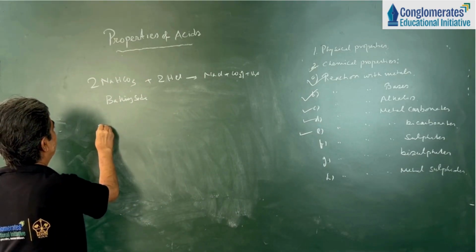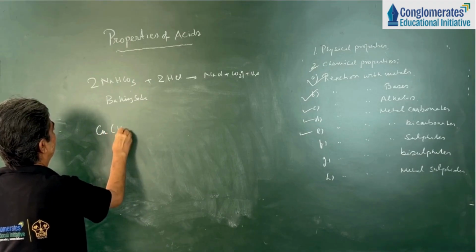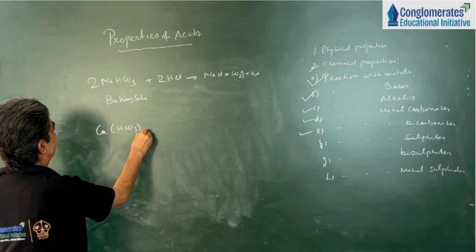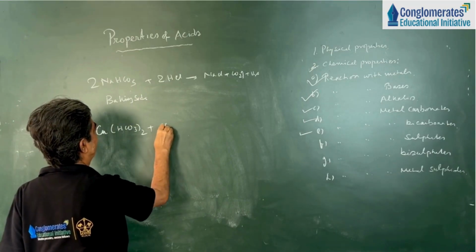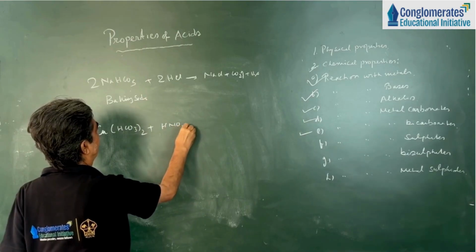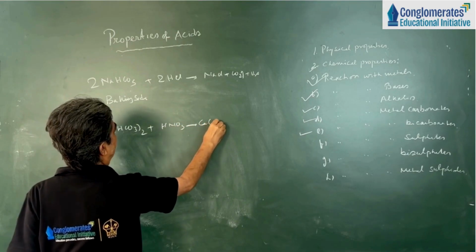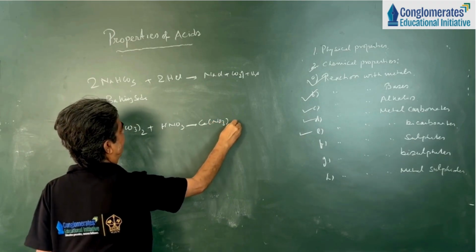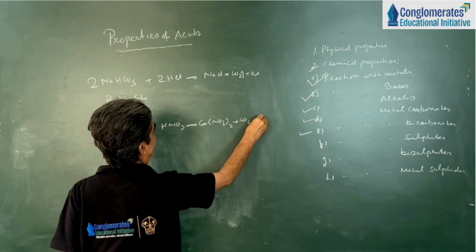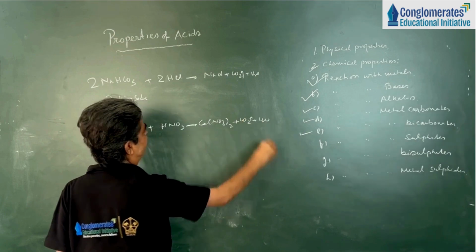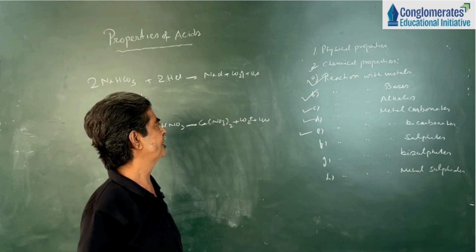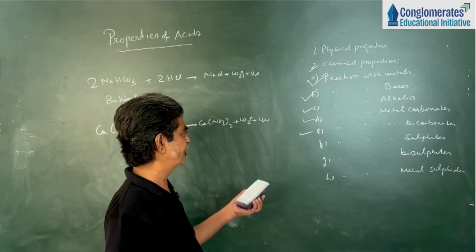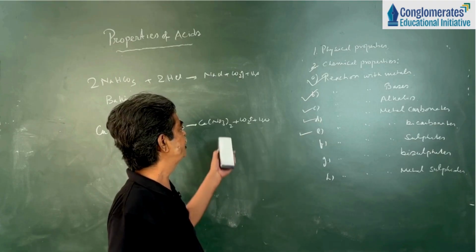Similar example, if you take calcium bicarbonate, Ca(HCO3)2, and suppose you use nitric acid, HNO3, we will get calcium nitrate plus carbon dioxide plus water. Evolution of carbon dioxide gas. So let me conclude. No more examples I am giving you, because similar types of reactions will take place. So I am taking only two examples.